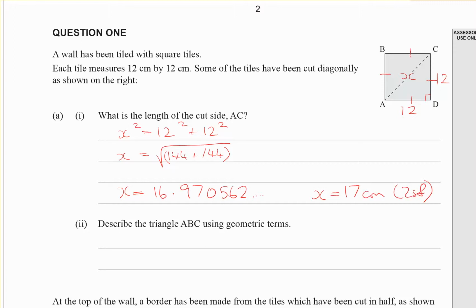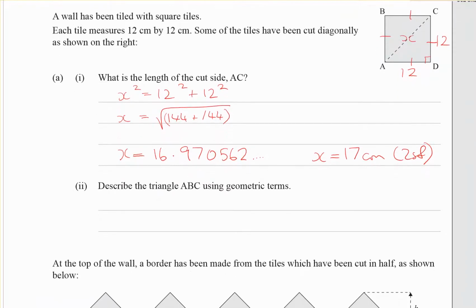Keep as many digits as you can because it looks like we could be using the number later on in another part of the question. Describe the triangle ABC in geometric terms. It's clearly right angled and isosceles because two sides are the same length. The third side is not the same length.